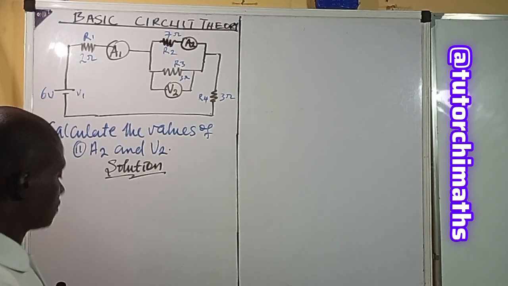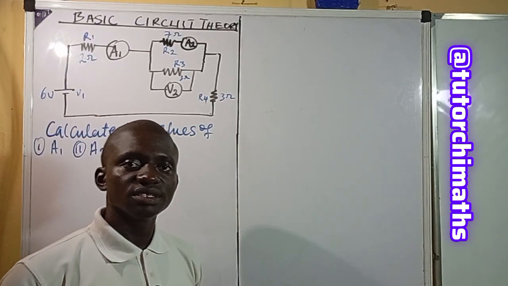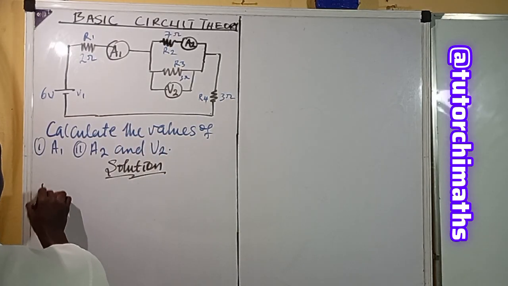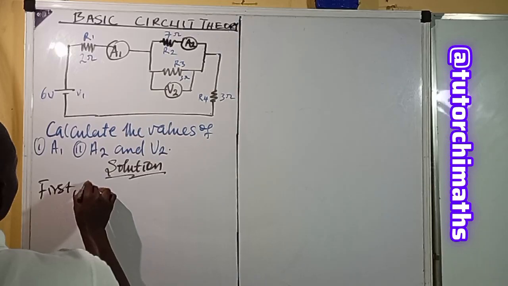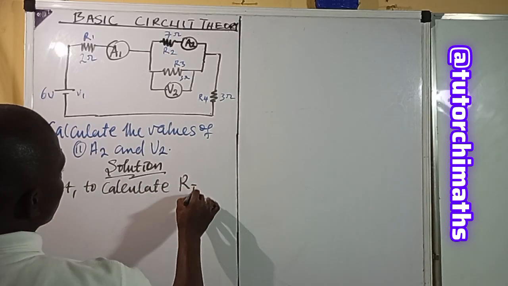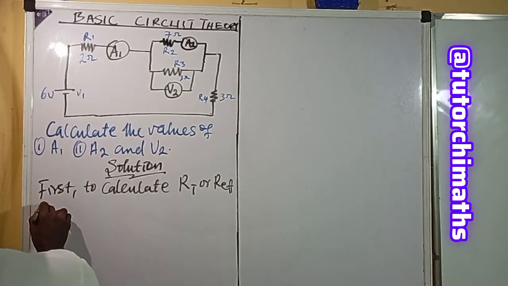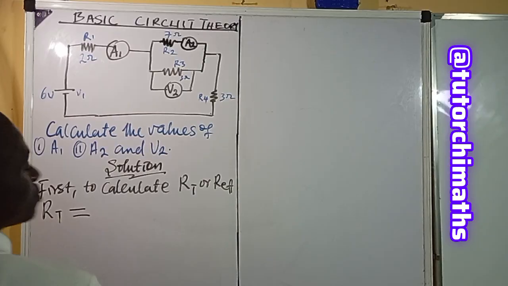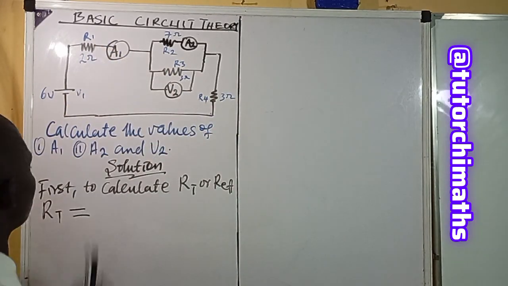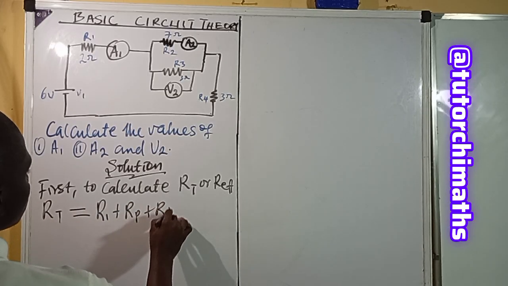First, for us to calculate A1, we have to find the value of the equivalent resistance or effective resistance, that is R total, or R effective. Okay, so R total here is equal to, look up here, R1 plus RP plus R4.